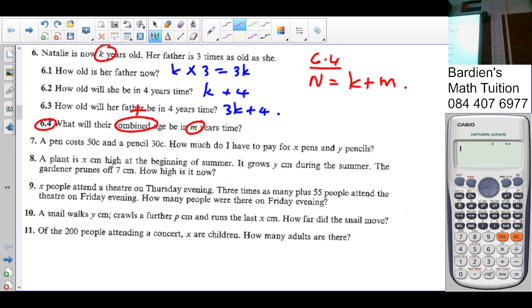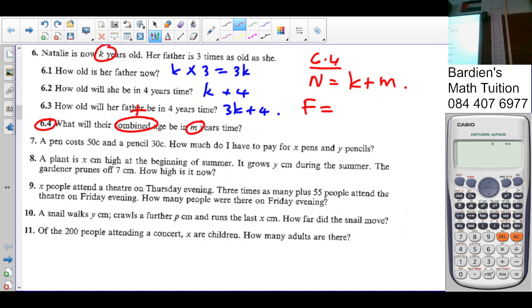So how old will she be in M years' time? In 4 years' time, how old will Natalie be? K plus 4. How old will Natalie be in 7 years' time? K plus 7. How old will Natalie be in 20 years' time? K plus 20. How old will Natalie be in M years' time? K plus M. You understand?